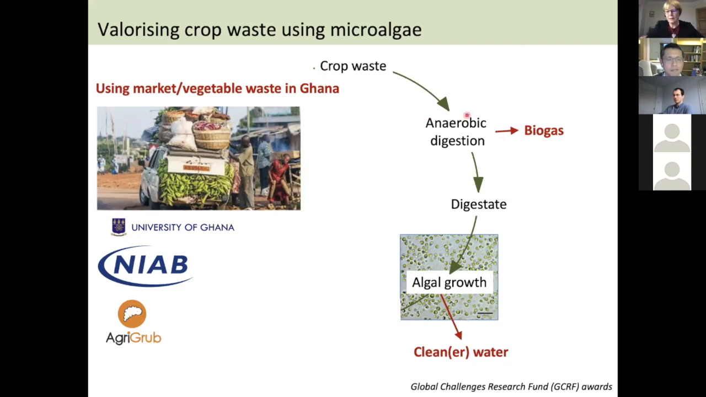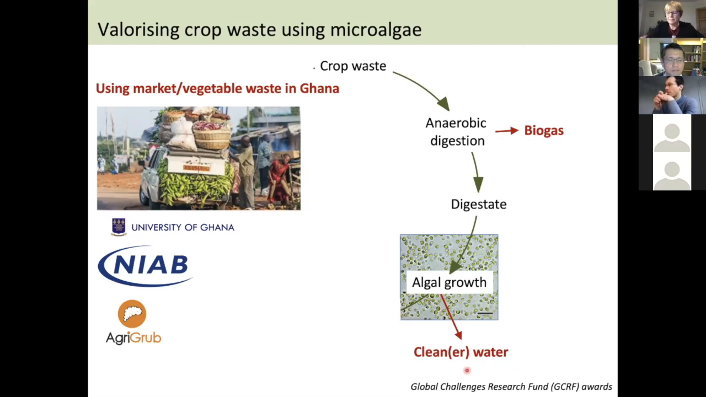And so we're working with them to try and implement anaerobic digesters in the market, which will provide biogas or methane. But then you're left with a very nitrogen and phosphorus rich digestate. What can you do with that? Well, you can grow microalgae on it. Microalgae require these nutrients to grow. And as a result of doing that, you end up with algal biomass and cleaner water. I mean, it's not potable water for human consumption, but it is a lot cleaner than it would have been.